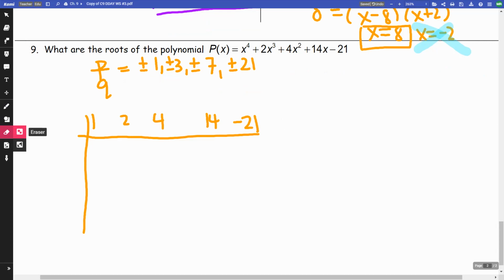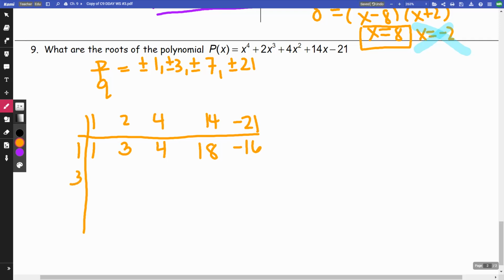So let's say I start with a 1. Bring down my 1. 1 times 1 is 1. Add it, I get 3. 3 times 1 is 3. Add it, I get 4. 4 times 1 is 4. I add it, I get 18. 18 times 1 is 18. I add it, I get -16.